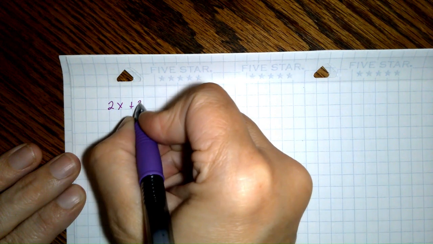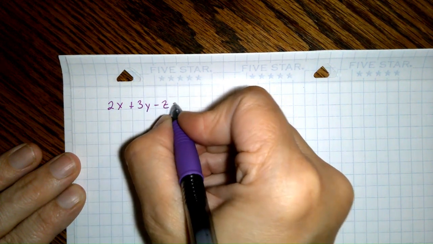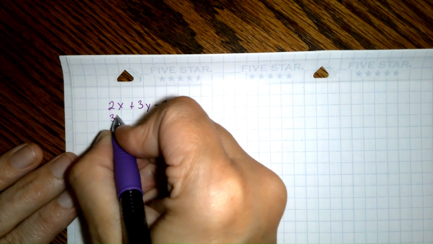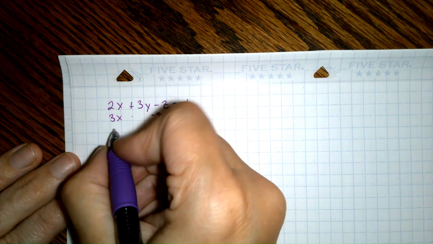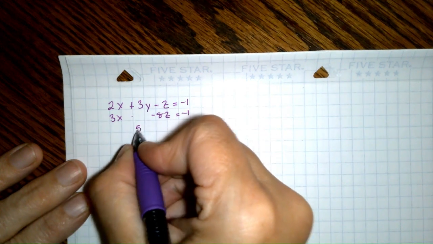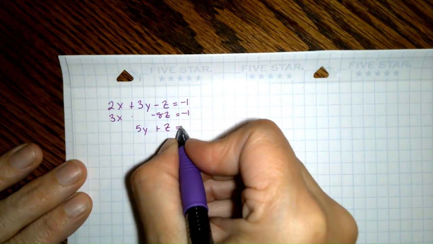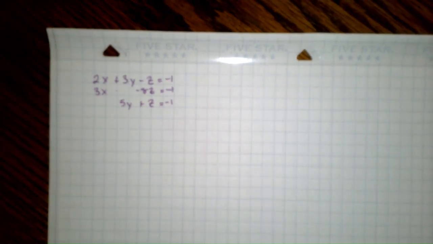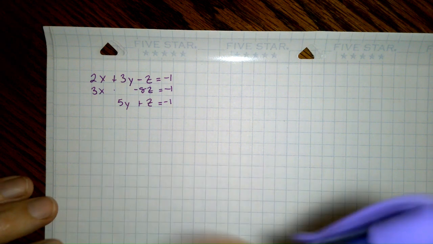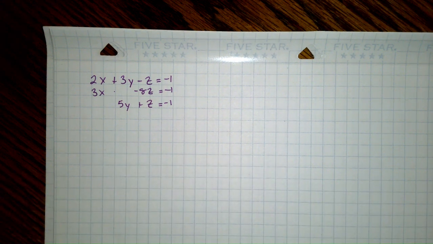2x plus 3y minus z equals negative 1. 3x minus 8z equals negative 1. 5y plus z equals negative 1. So here we have a system of equations with some gaps in it, and we're going to pop these into a matrix.